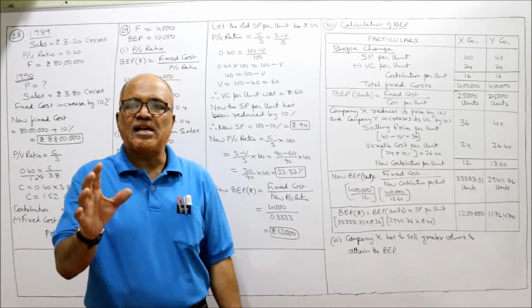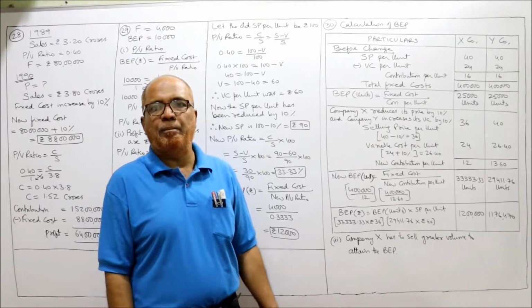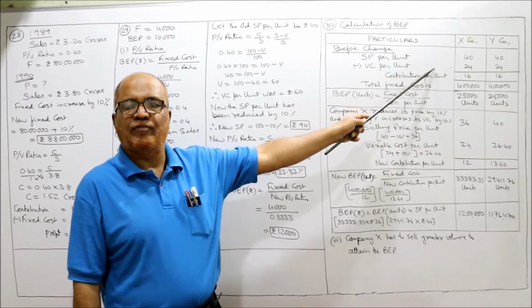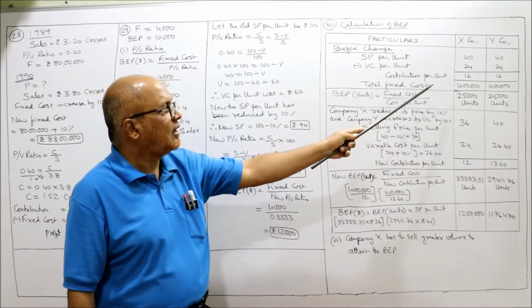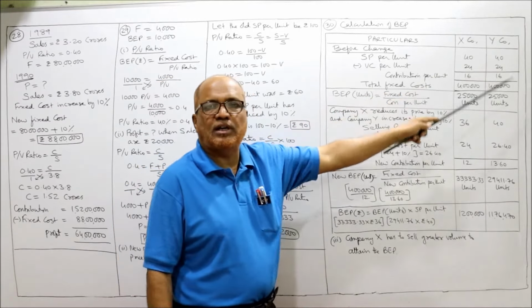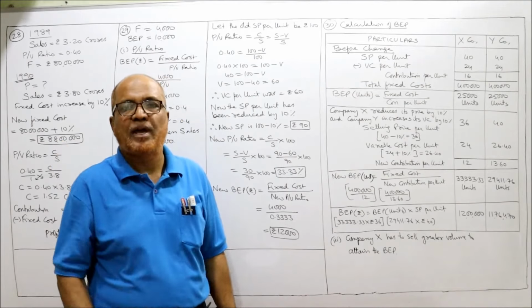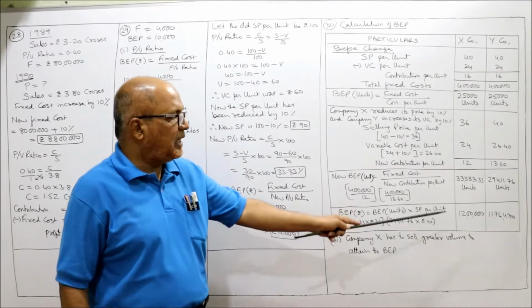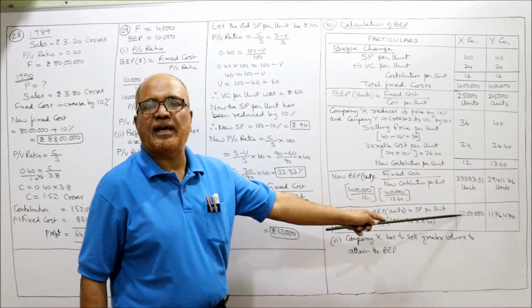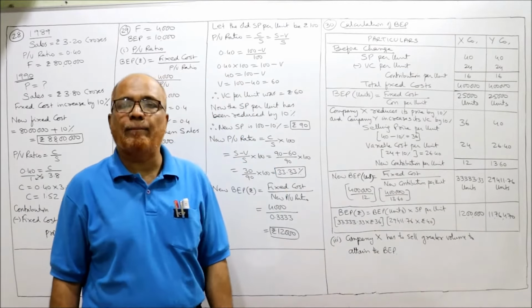That's all. So it is asking you to calculate the BEP before change and after change. Before change, 10 lakh rupees BEP for both the companies. How 10 lakh? 25,000 units into 40. 10 lakh rupees was the BEP before change. And after change, the BEP is 12 lakh rupees for X company and 11,76,470 for the Y company.